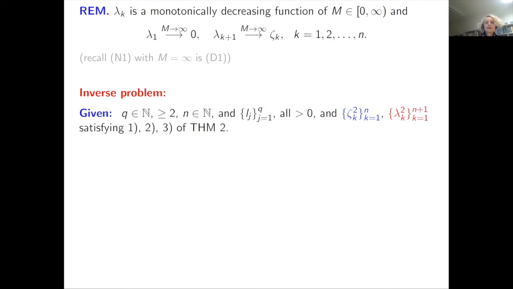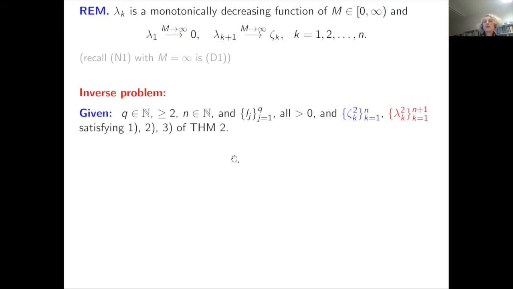So now, what is the inverse problem we are considering here? What is given? First of all, the number of strings is given, Q. Then the total number of masses on the star graph is given. Then the lengths of each of the strings is given, all greater than 0. And in addition to that, two sequences, zeta k squared and lambda k squared, satisfying the three assumptions, or I mean the properties they must have to qualify to be a set of Dirichlet and Neumann eigenvalues of such a star graph of Stieltjes strings.